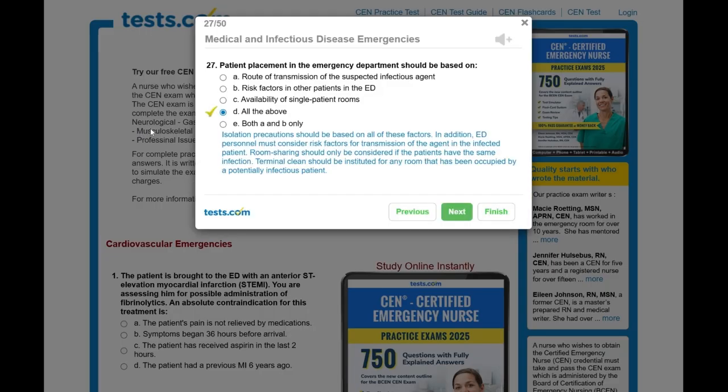D. All of the above. Isolation precautions should be based on all of these factors. In addition, ED personnel must consider risk factors for transmission of the agent in the infected patient. Room sharing should only be considered if the patients have the same infection. Terminal clean should be instituted for any room that has been occupied by a potentially infectious patient.